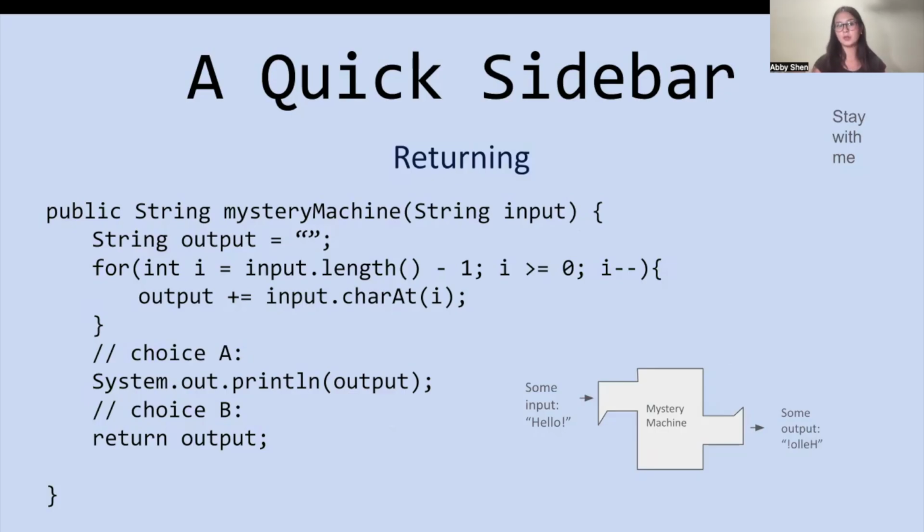So as you can see within the method, we declare a string output, and we use the input to define what that output will be. And then at the end, we have two choices. We have choice A, which is system.out.println output. That's something we've seen a lot, that print statement. And then choice B, we have return output. So what really is the difference between those two?